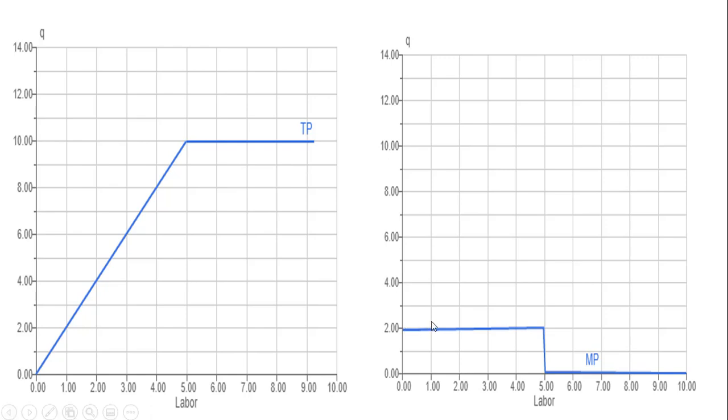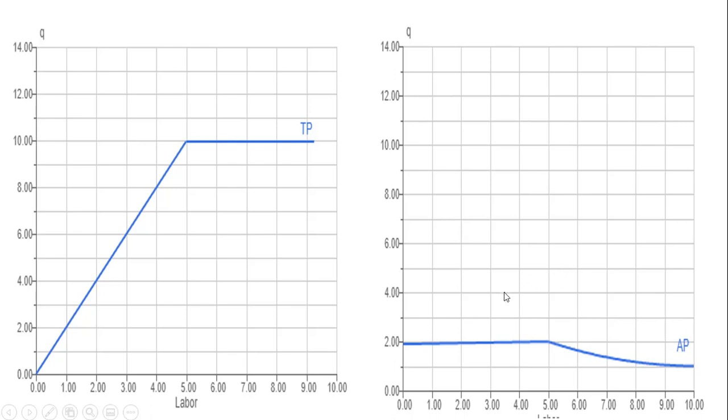The marginal product of labor that goes along with this total product function is going to be 2 from 0 to 5 workers. And then it's going to drop to 0, so the marginal product of labor for the 6th worker is 0. Hiring the 6th worker, output does not go up. Hiring the 7th worker, output does not go up. So it's just going to be 0 beyond 5 workers.